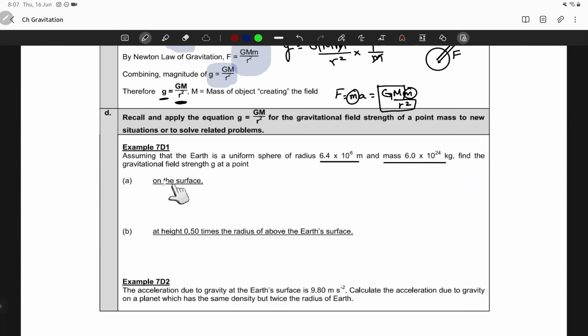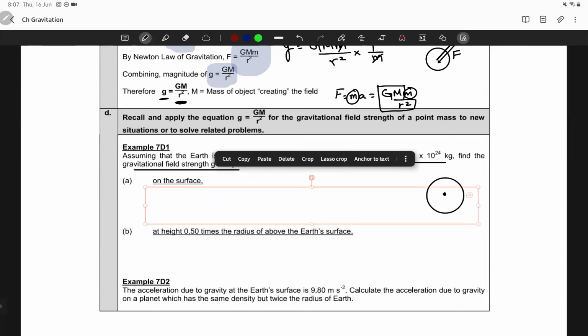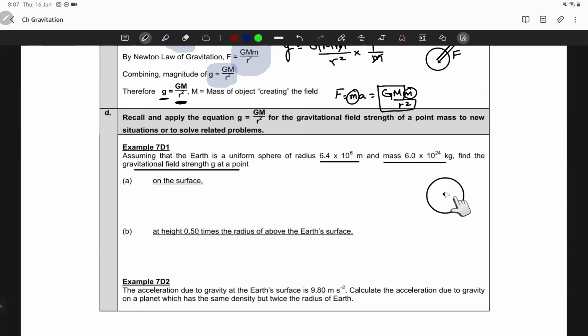We are required to find the gravitational field strength G at a point on the surface. So if they're asking you to find the gravitational field strength on the surface, then the radius of the Earth is the vector that comes out from the center of the Earth and reaches the surface. That's the radius vector, which is given as 6.4 times 10 to the 6 meters. So it's the radius on this surface, right? That's the surface of the Earth.